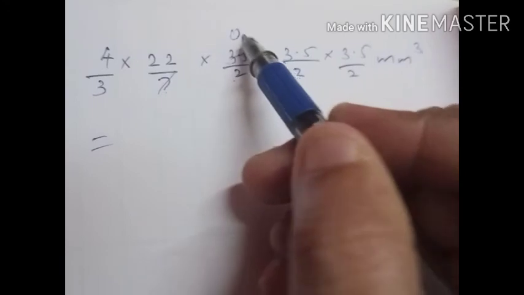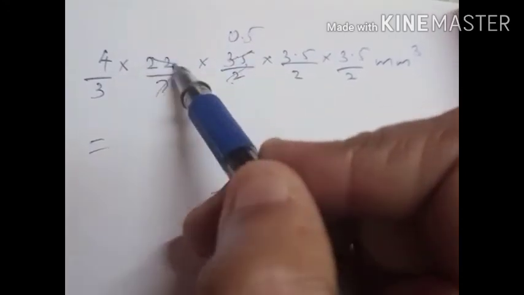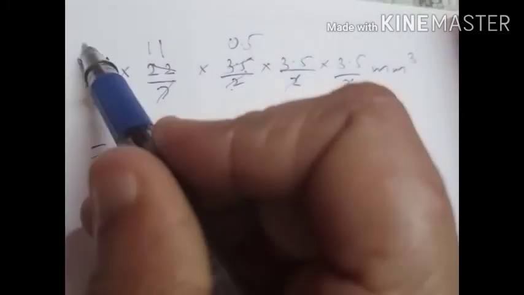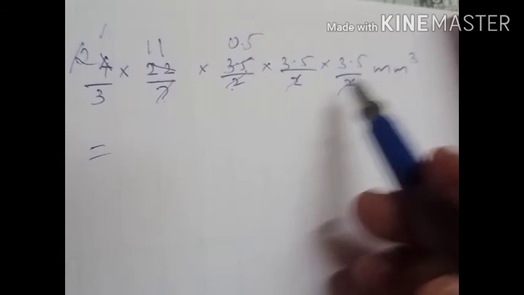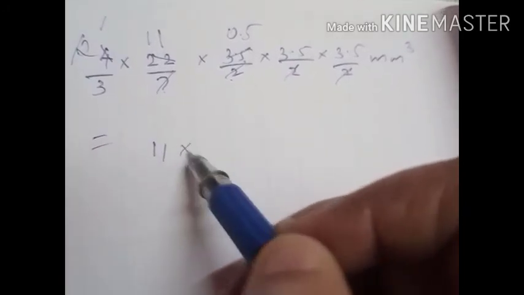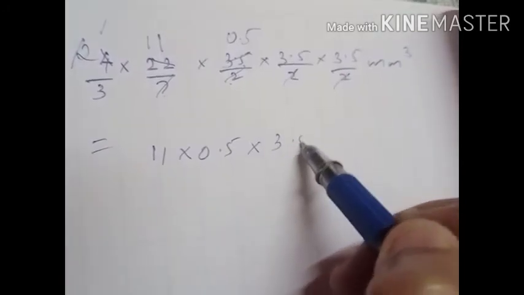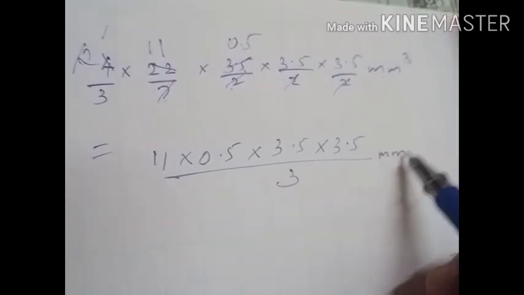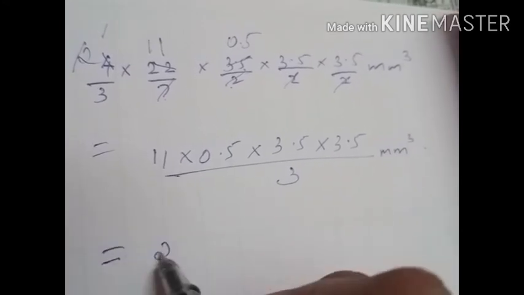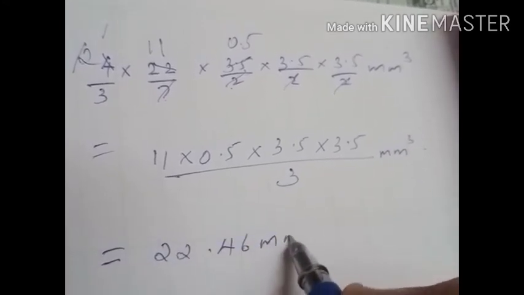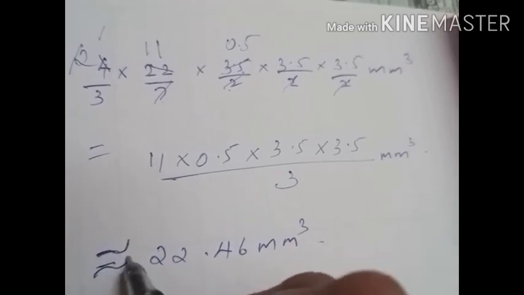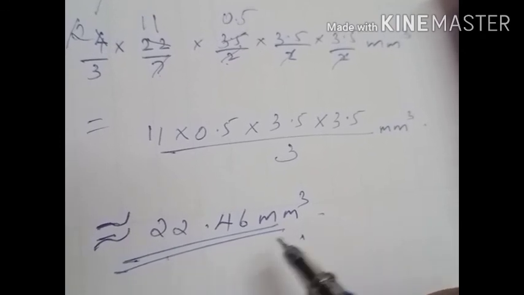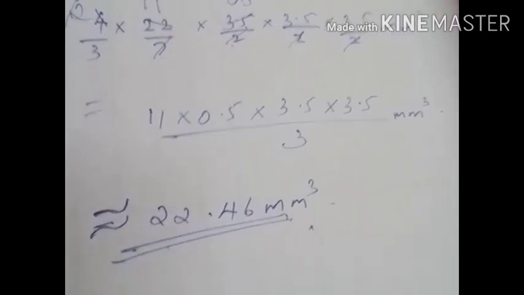7 into 3.5 is 0.5, 22 divided by 2 is 11, 4 divided by 2 is 2, 2 into 2 is 1. Then no other numbers are divisible. So our answer is 11 into 0.5 into 3.5 into 3.5 divided by 3 millimeter cube. That is equal to 22.46 millimeter cube, which is only the approximate value. So 22.46 millimeter cube is the medicine required to fill the capsule.